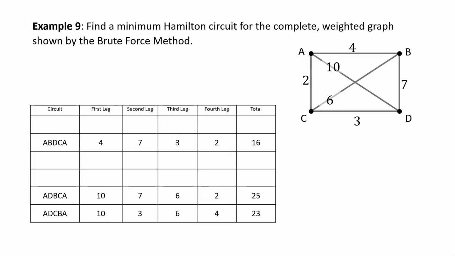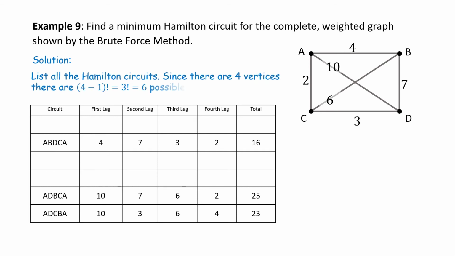Example: find a minimum Hamilton circuit for the complete weighted graph shown by the brute force method. Our solution: we need to list all the Hamilton circuits first. Since there are 4 vertices, A, B, C, and D, there are 4 minus 1 factorial, which is 3 factorial, or 6 possible circuits. The table provided gives us 3 of the circuits completed. We'll do a few by ourselves.